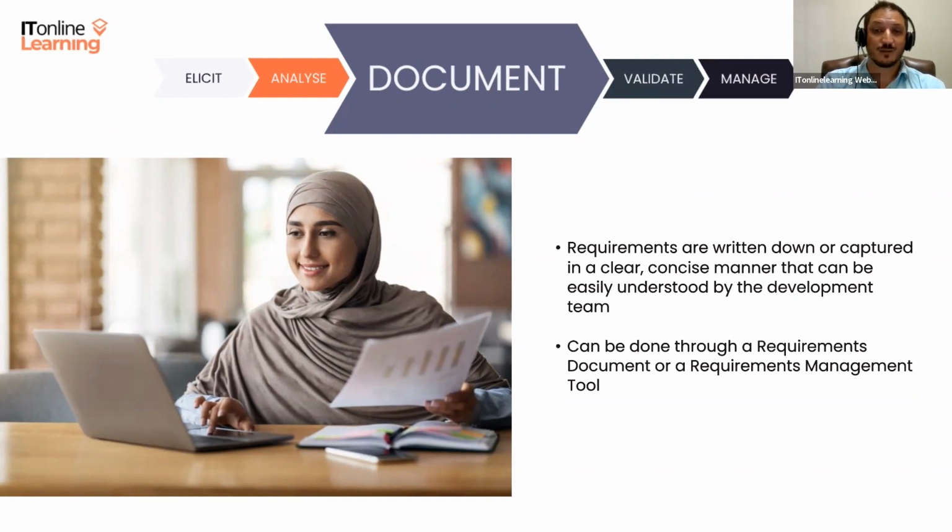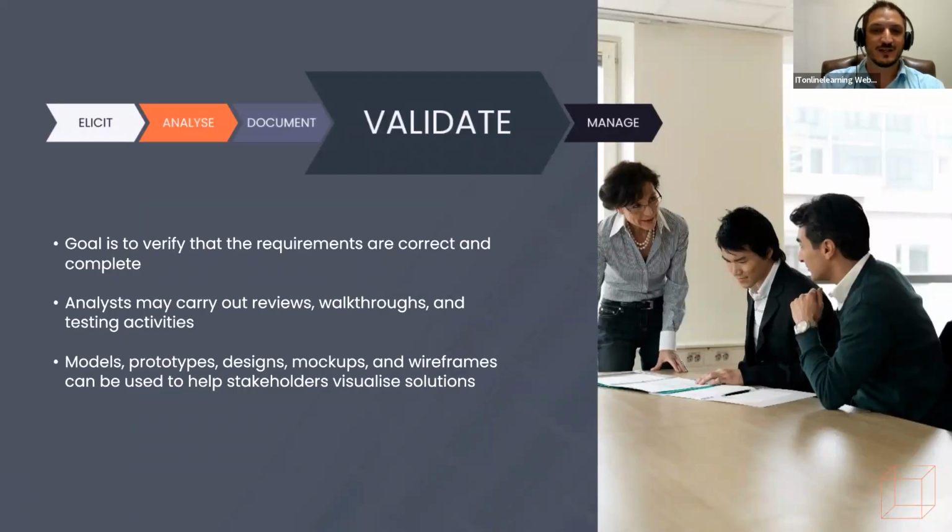So the next part of the requirements engineering process is validation. It's requirements validation. Here, the goal is to verify that the requirements are correct and complete. And this is done by going back to the individuals and groups that have information about the requirements to clarify that what has been documented and analyzed is a true reflection of what is to be built into the system. Here, once again, the analyst may carry out reviews, walkthroughs, and testing activities. They may use models, prototypes, designs, mock-ups, and wireframes.